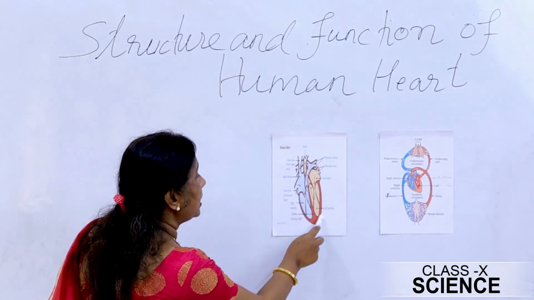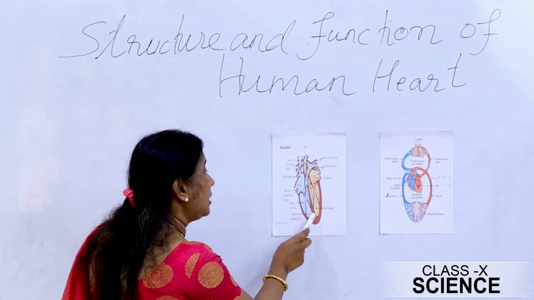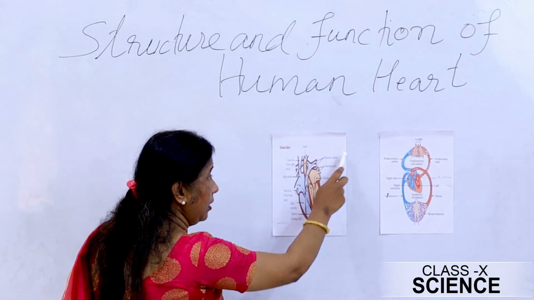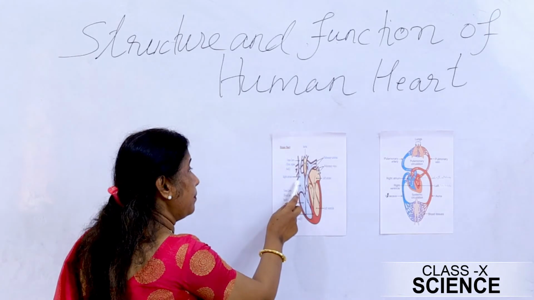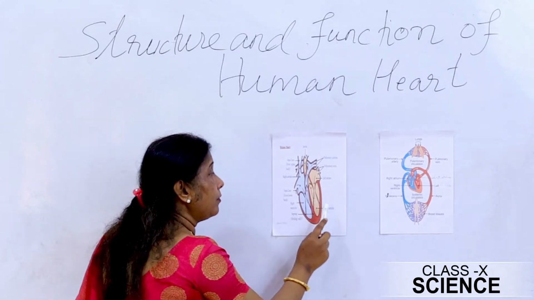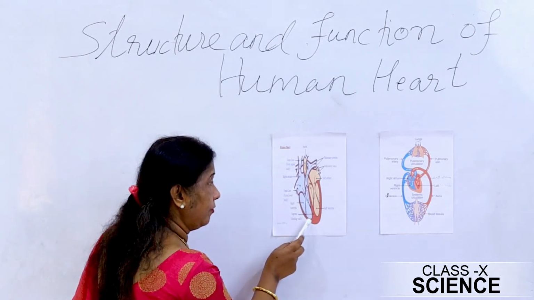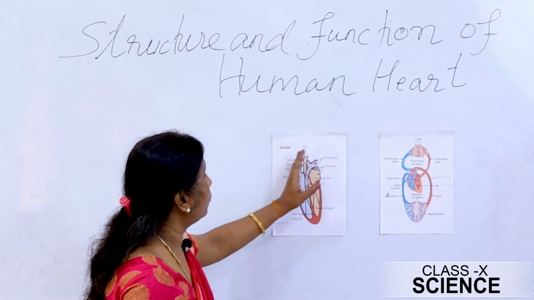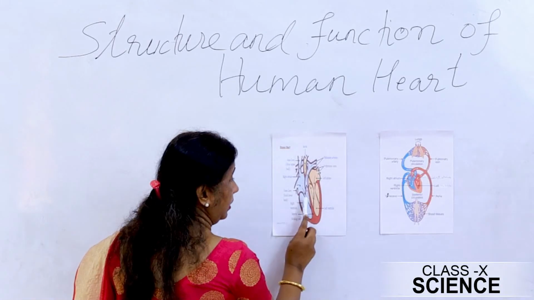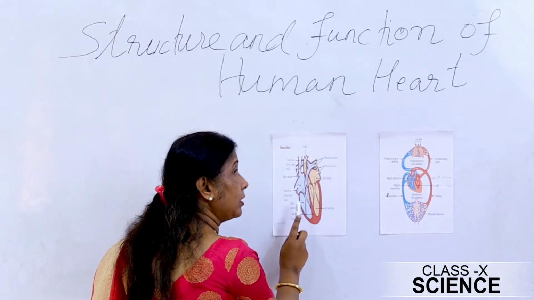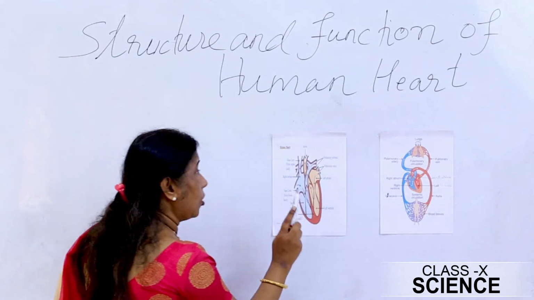The walls of the ventricles are slightly thicker than the walls of the auricles, because from the ventricles the blood has to be pumped out of the heart to the different parts of the body and also to the lungs. The wall of the left ventricle is slightly thicker than the wall of the right ventricle. Now these four chambers are there. The right part of the heart carries impure or deoxygenated blood, whereas the left part of the heart carries oxygenated blood.